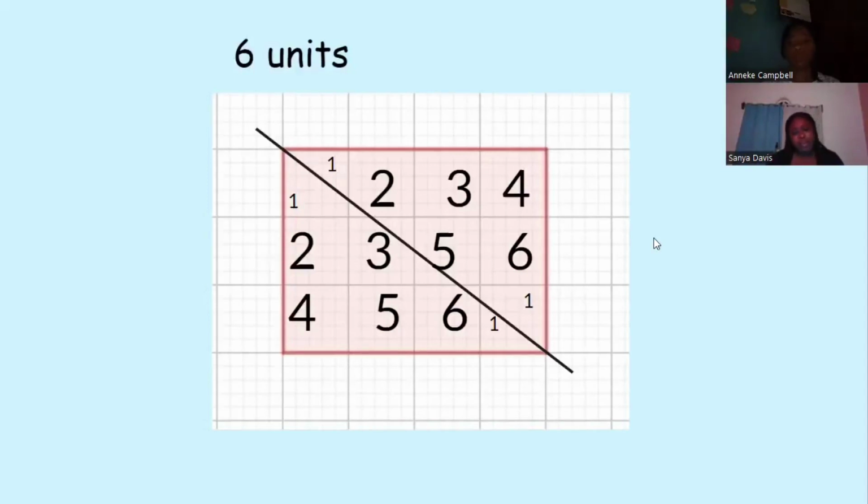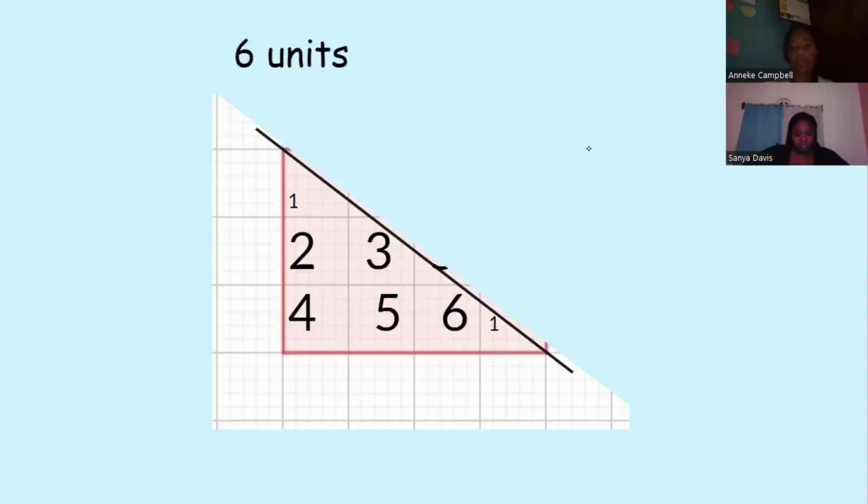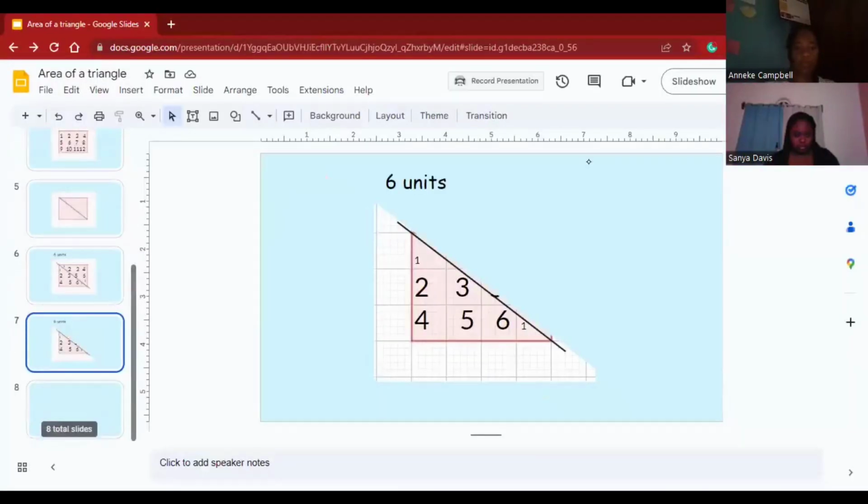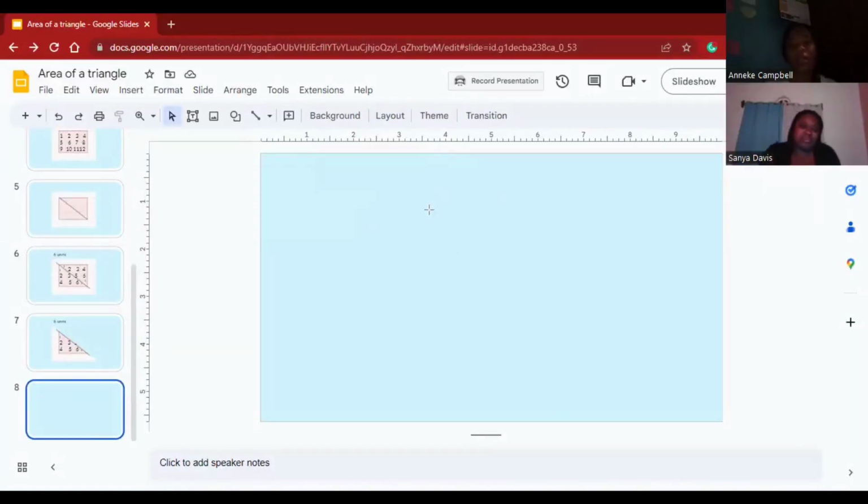But why is this so? A triangle is half as big as the rectangle that surrounds it, which is why the area of a triangle is half base times height. Let's look at a working example. What if we're given a rectangle and the length of the rectangle is 12 centimeters, with the height being 18 centimeters? How would you find the area of a triangle based on this question?